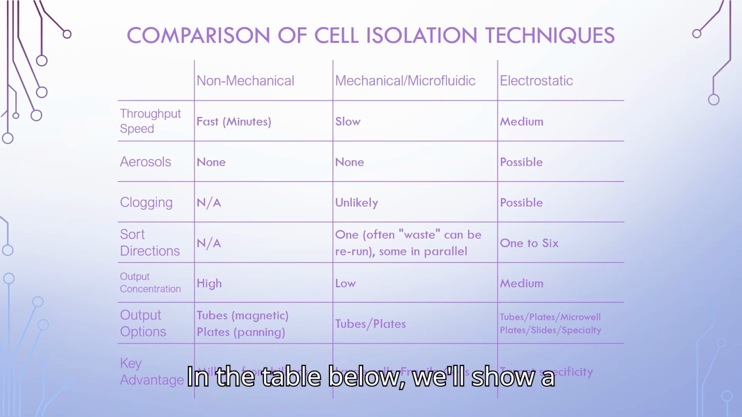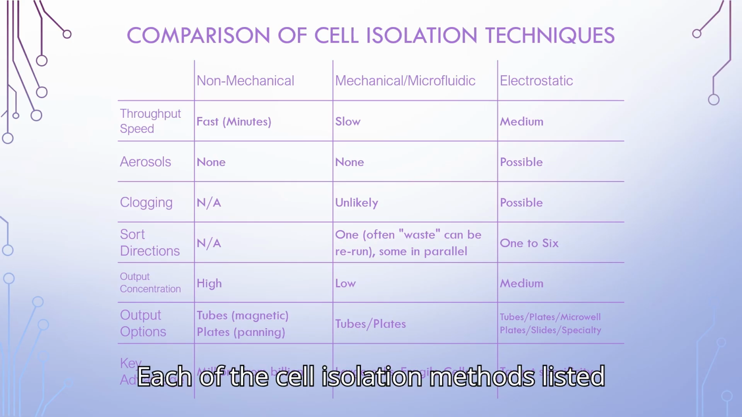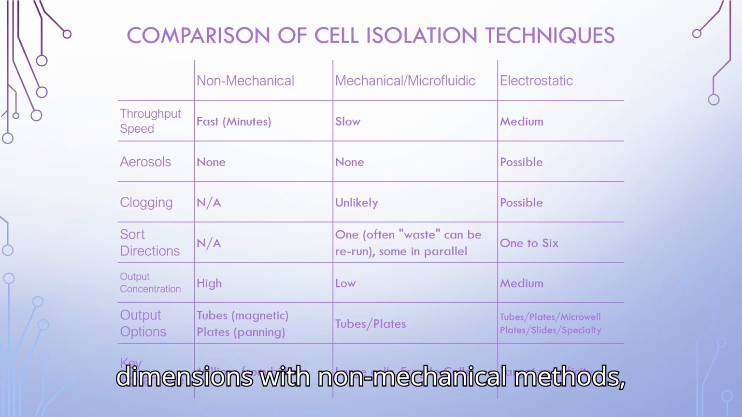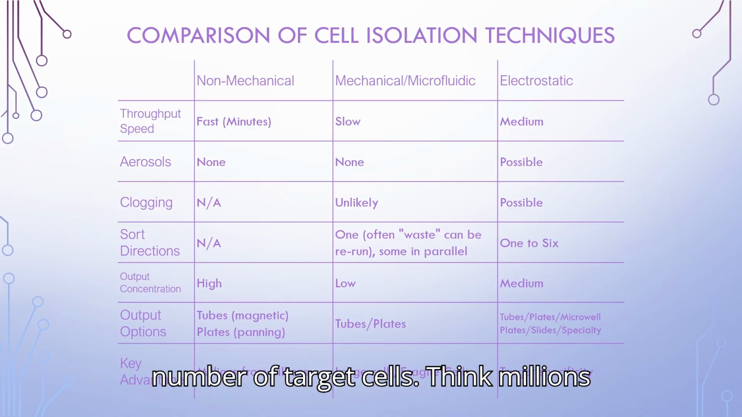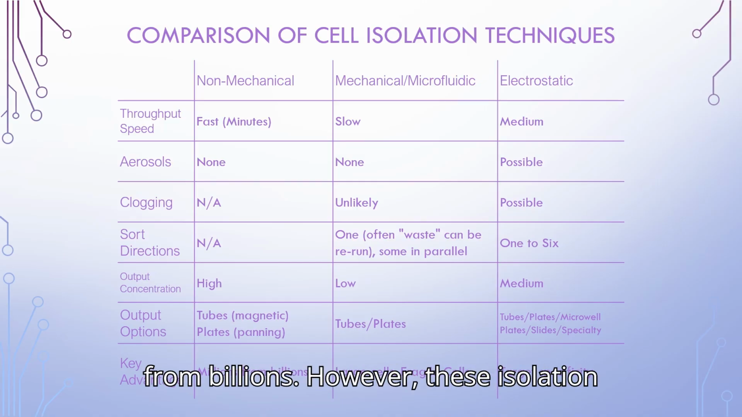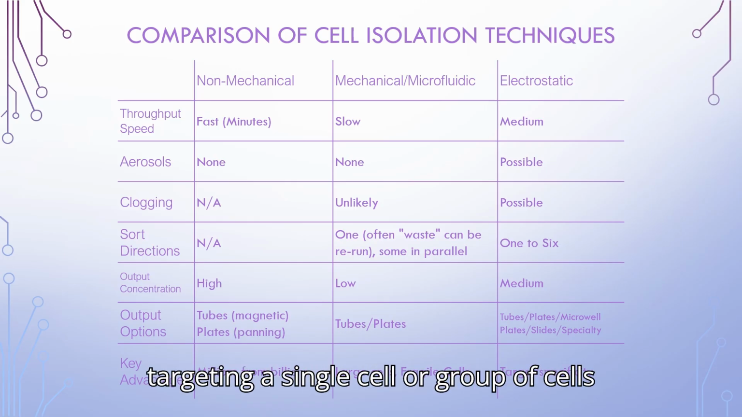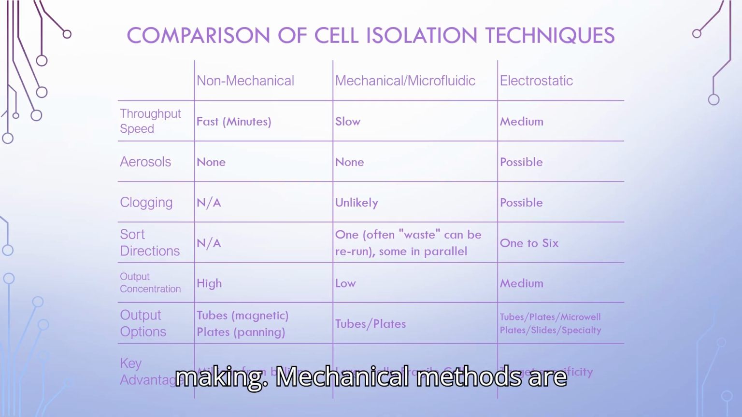In the table below, we'll show a comparison of cell isolation techniques. Each of the cell isolation methods listed below has distinct advantages. Because cells are processed in 2 or 3 dimensions with non-mechanical methods, these are the fastest available. They're also the best for working with a large number of target cells. Think millions to billions. However, these isolation methods typically only allow for targeting a single cell or group of cells and don't allow for complex decision making.